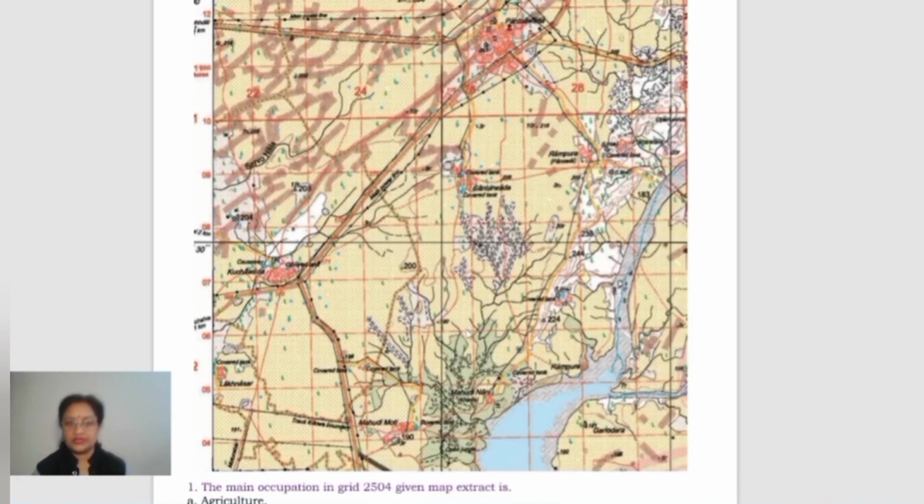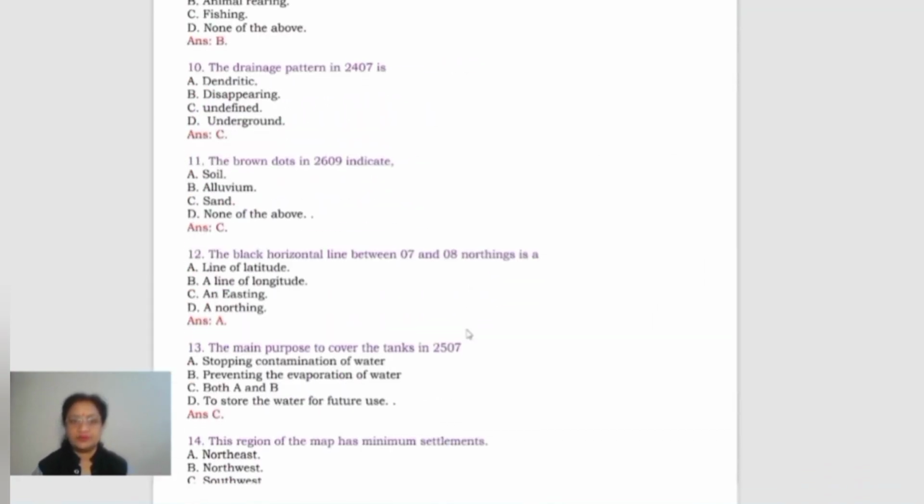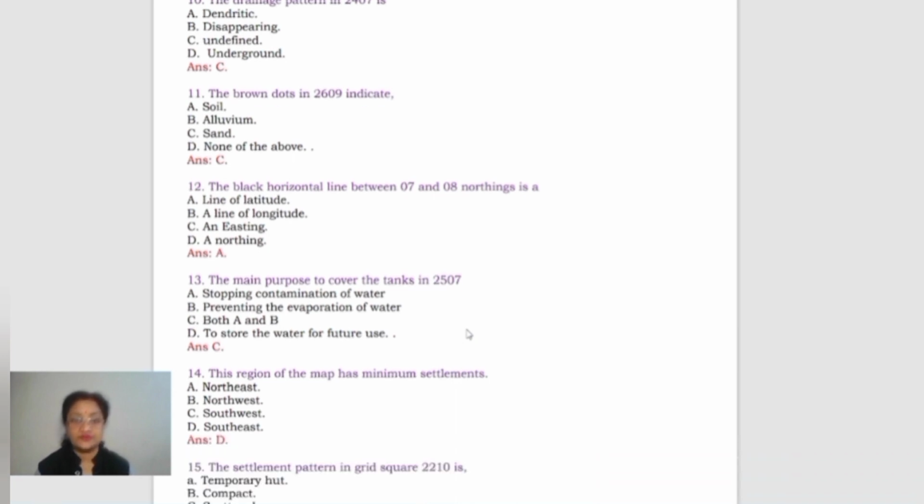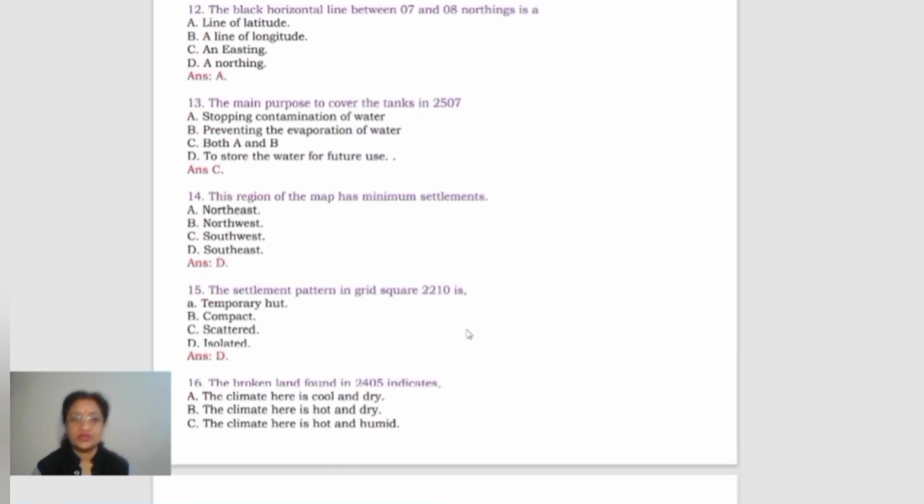So what is the question given to you? The main purpose to cover the tanks in 2507. Preventing the evaporation of water also, it's correct, and stopping the contamination of water. So A and B both options are correct, that is C will be the correct answer.